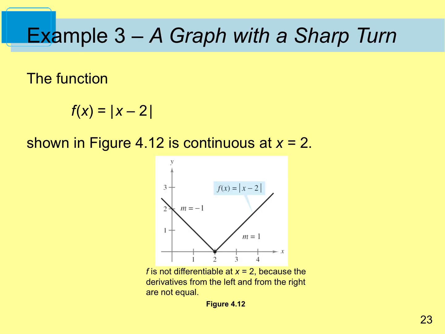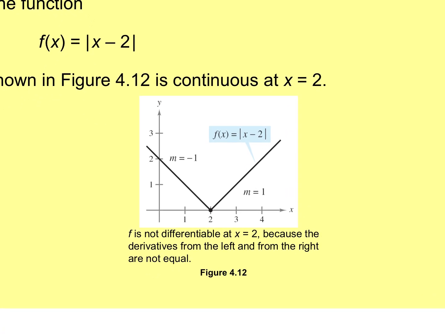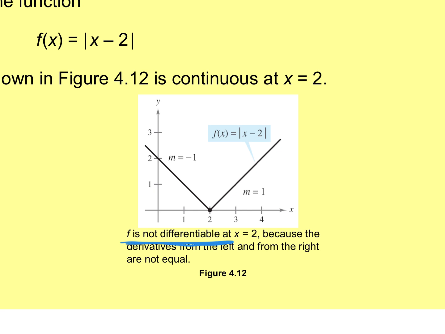In example 3, here we have the absolute value of x minus 2. This is continuous. If I was a little ant, I could walk all the way along this graph and be fine. But it's not differentiable, because we have a sharp turn. So if something has a sharp turn, it is not differentiable. Even though it's continuous, it's not differentiable. So there are some multiple choice questions on the homework like this, where it asks if it's differentiable. If you have a sharp turn at that x value, it would be not differentiable.